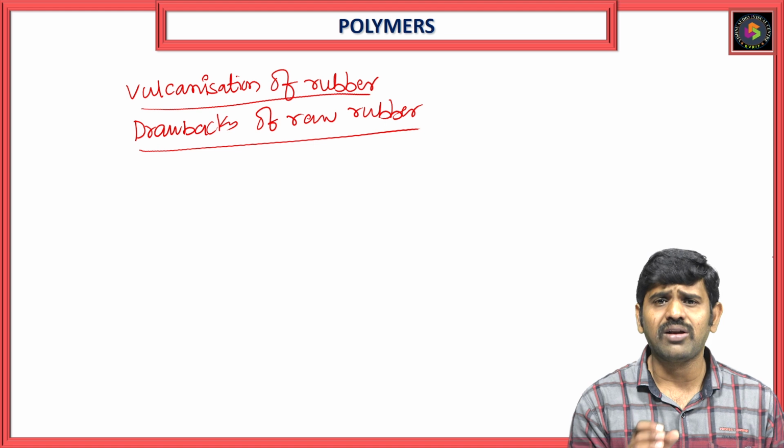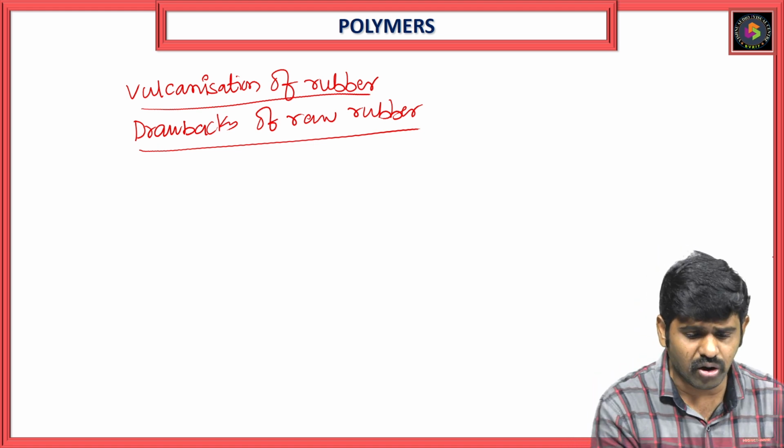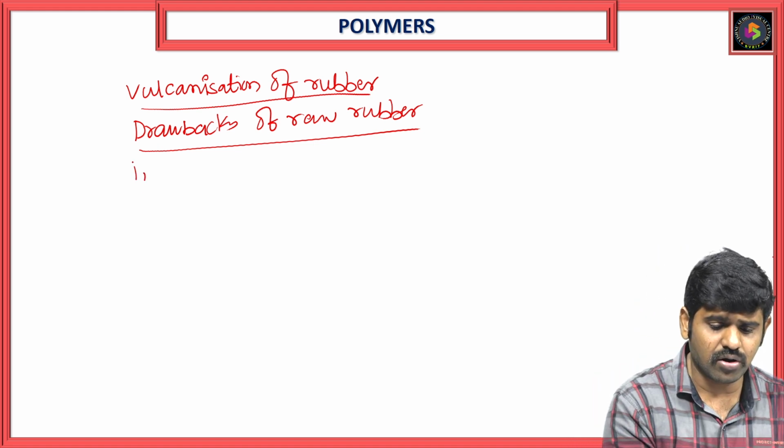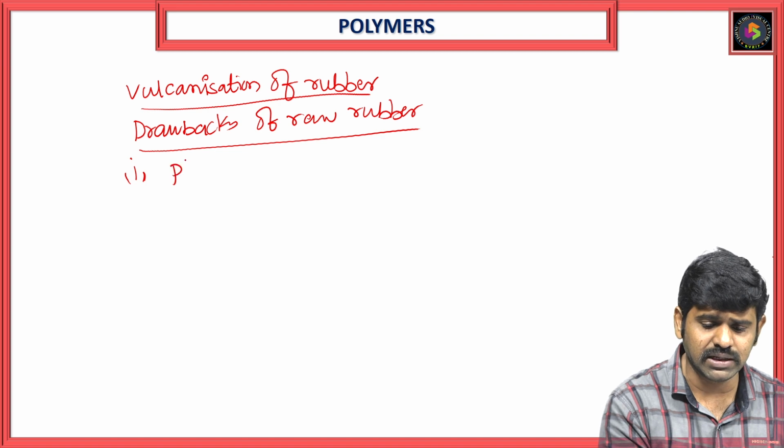So these are the general drawbacks that I'll write here. Drawbacks of raw rubber. This raw rubber is plastic in nature.